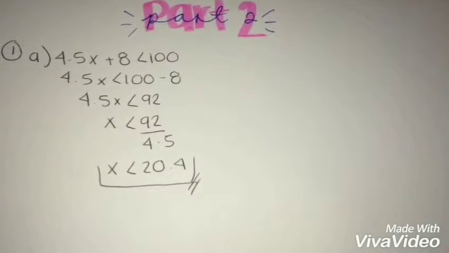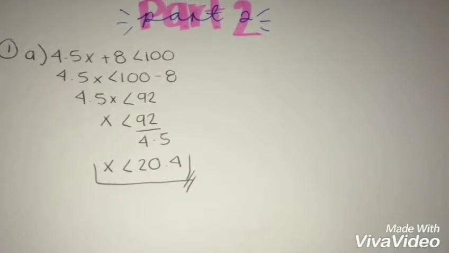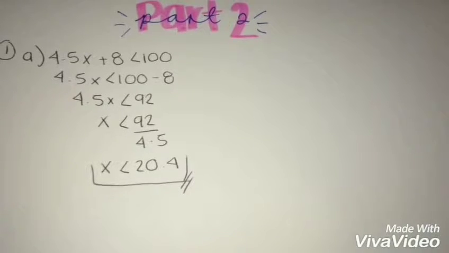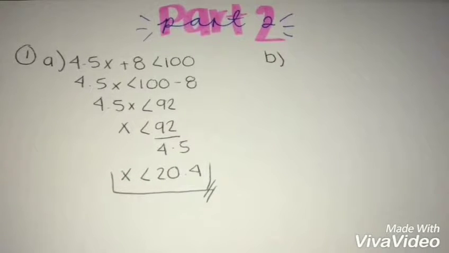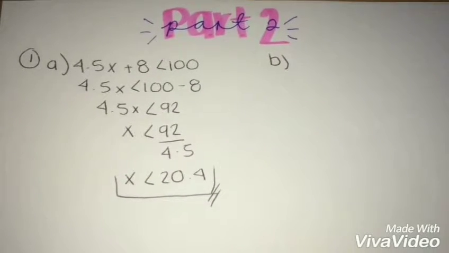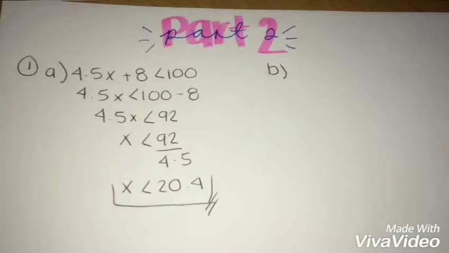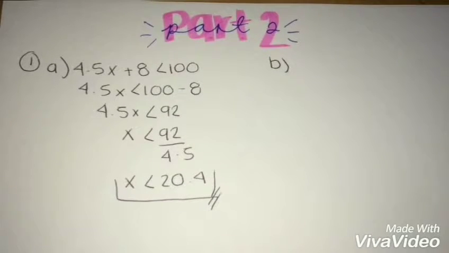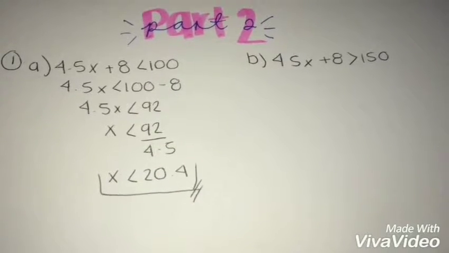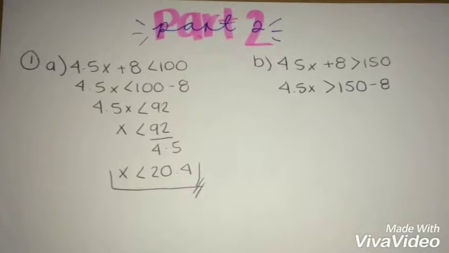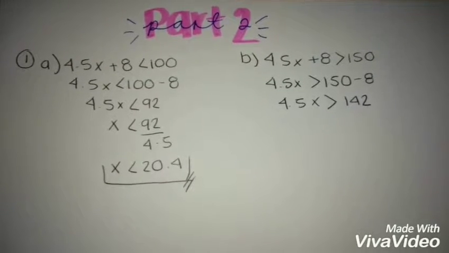The result is 20.4. This means the cab must travel less than 20.4 kilometers so that the total is less than 100. Question B tells you how many kilometers we must travel so that the total is greater than 150. For this, we will use the same equation as problem A, only that this will be 4.5x plus 8 greater than 150, and we will continue solving for x to get the number of kilometers.